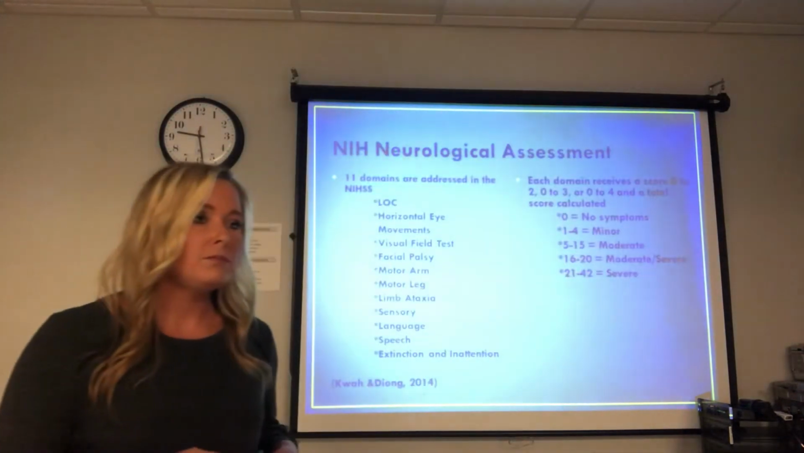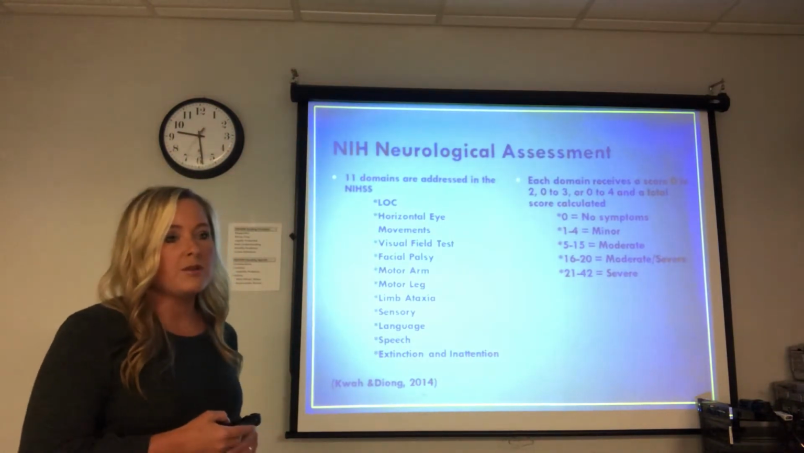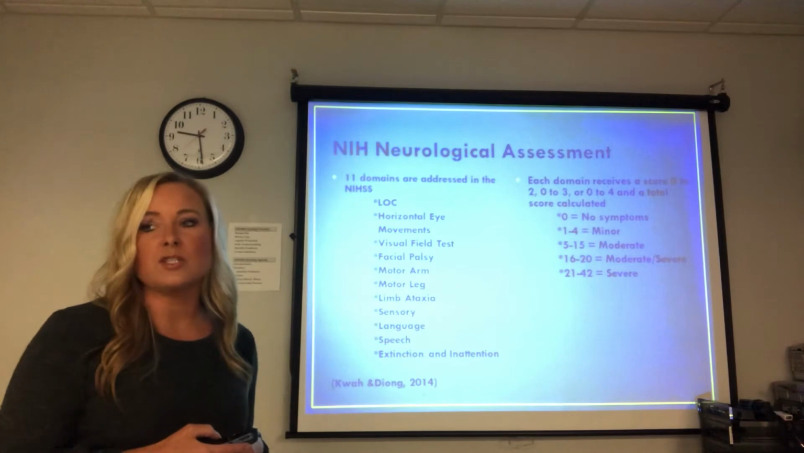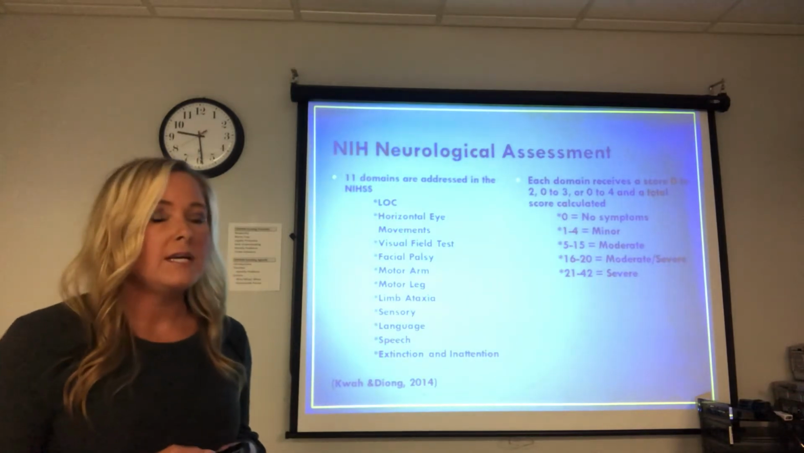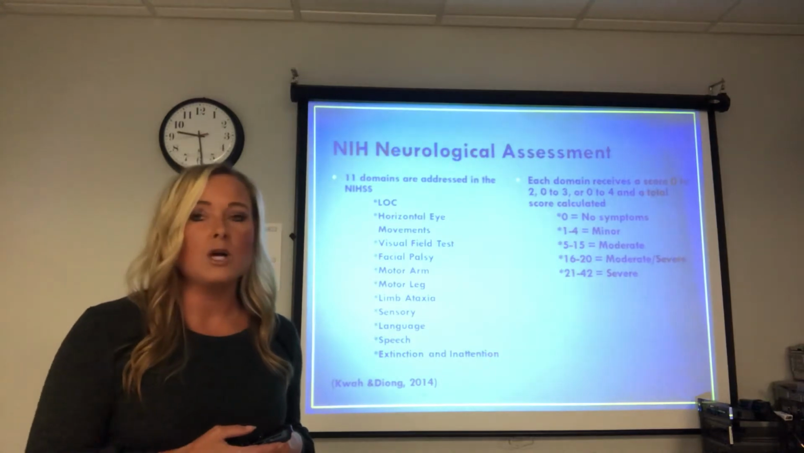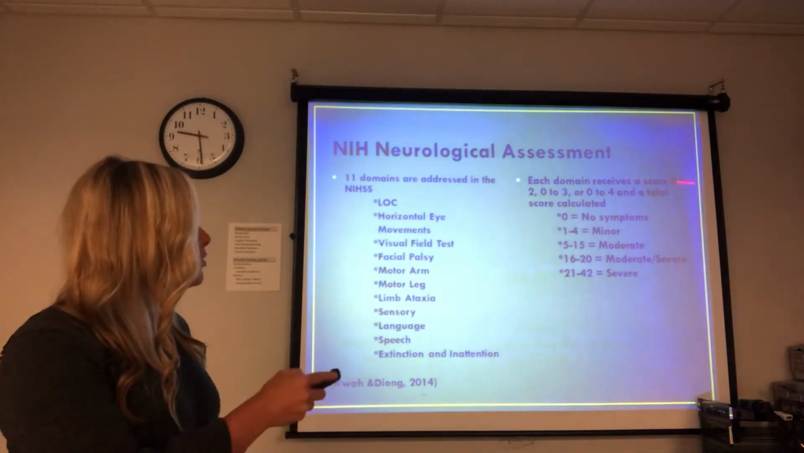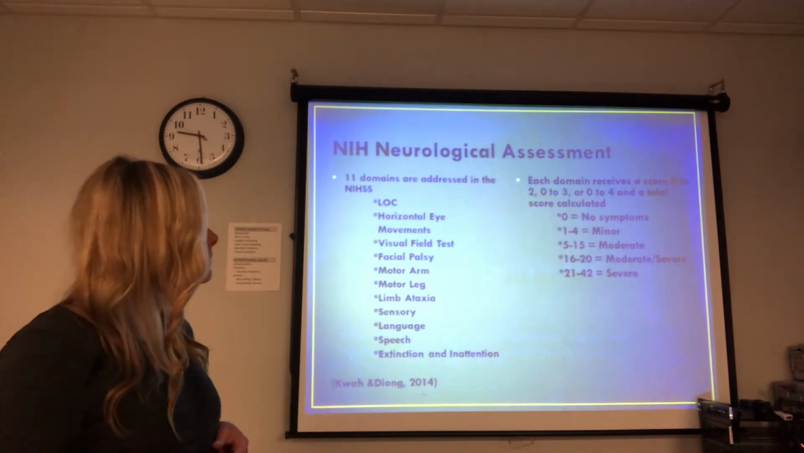This is the NIH neurological assessment. As you can see, there are 11 domains, including sensory, language, speech, and vision. These are graded 0 to 2, 0 to 3, and 0 to 4, with a total score of 42. And as you can see here, this is where you can rate your stroke severity.